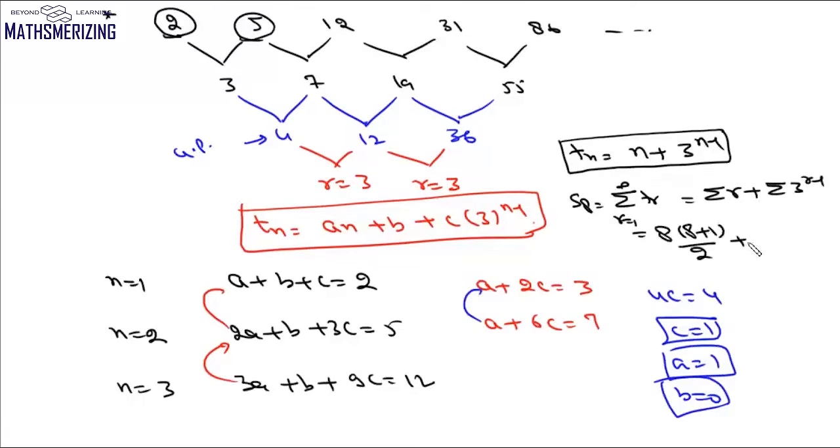times n plus 1 by 2, and then this is nothing but a GP. It will be 1, 3, 3 square up to 3 to the power 7. So it will be a times r to the power n minus 1 by r minus 1. This sum will be 3316. So the sum of the first 8 terms of the sequence will be 3316.